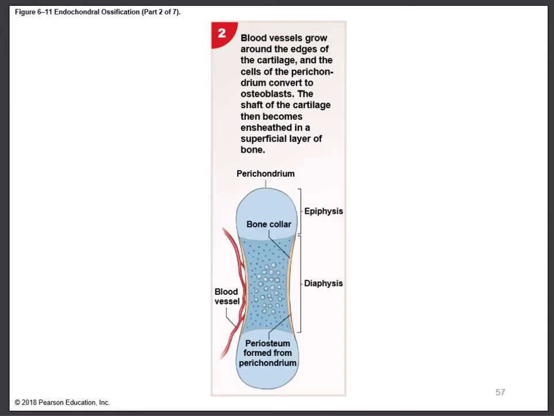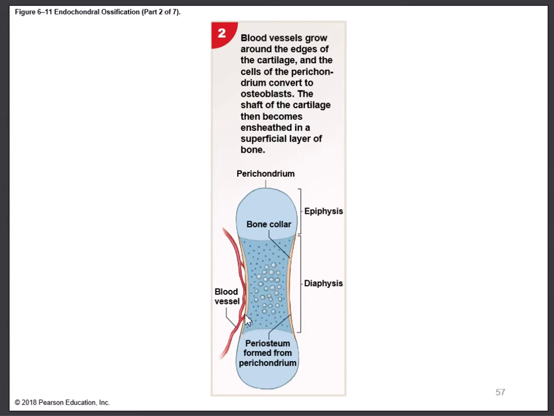The second step. All right, so this is an important step. If you notice, blood vessels grow up against the diaphysis, which is the shaft of the bone. The blood vessels stimulate osteoblasts in the perichondrium. Now, the perichondrium is just the membrane that surrounds the cartilage. The blood vessels stimulate the cells of the perichondrium to convert to osteoblasts.